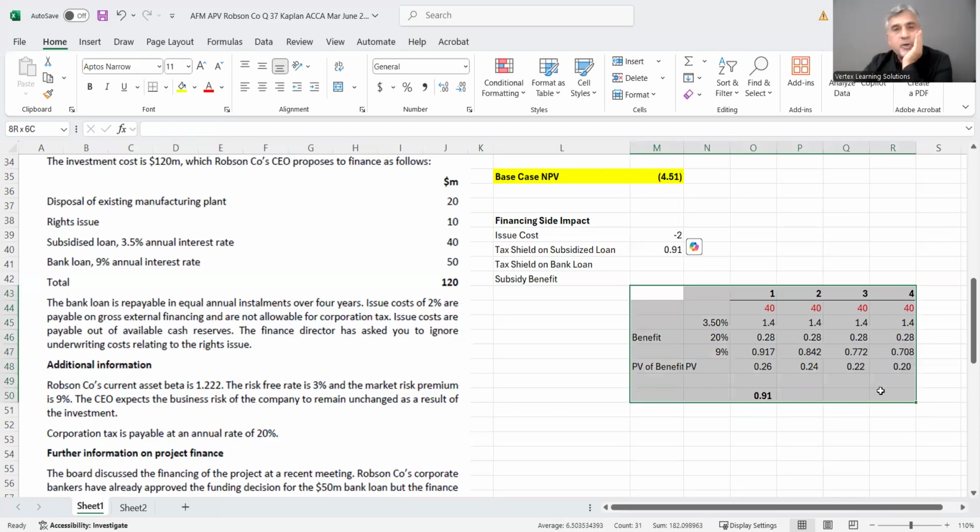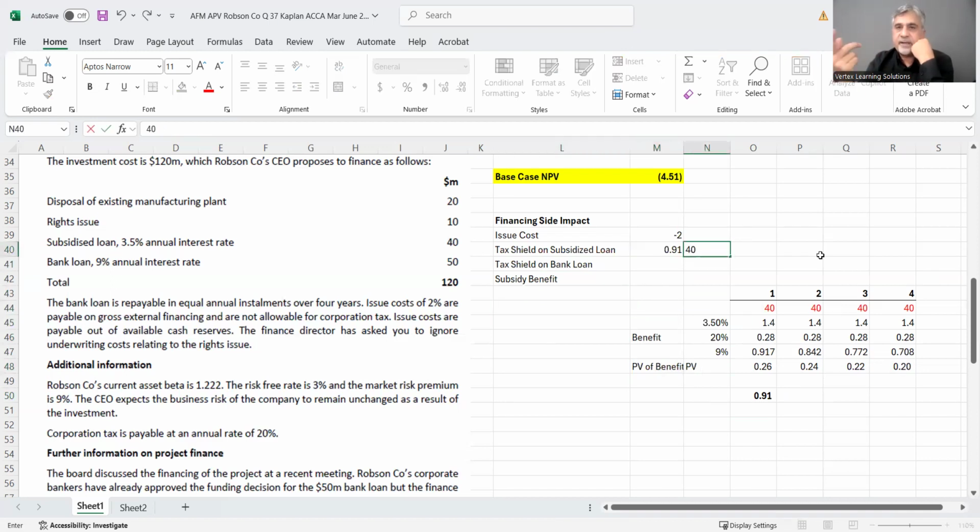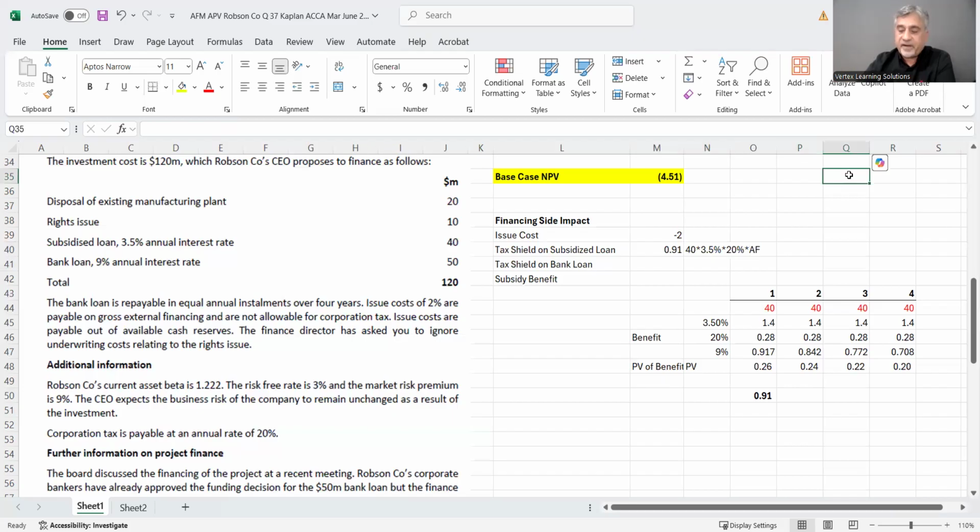Can we do it in a short way? Yes, we can do it in a short way. What could be the short method? The short method would be 40 million is my loan multiplied by 3.5% interest I will pay. This same 3.5% multiplied by 20% is my tax saving, multiplied by the annuity factor of 9% at 4 years.